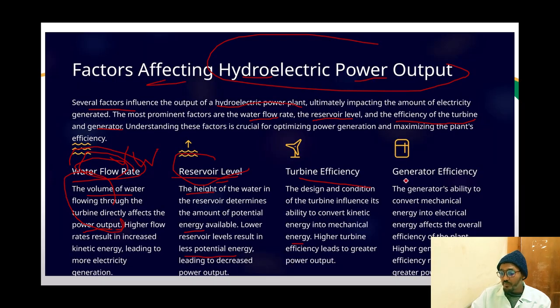The last one, the same thing, generator efficiency. This one is also the generator's ability to convert mechanical energy into electrical energy, which affects the overall efficiency of the plant. Higher generator efficiency results in greater power output.